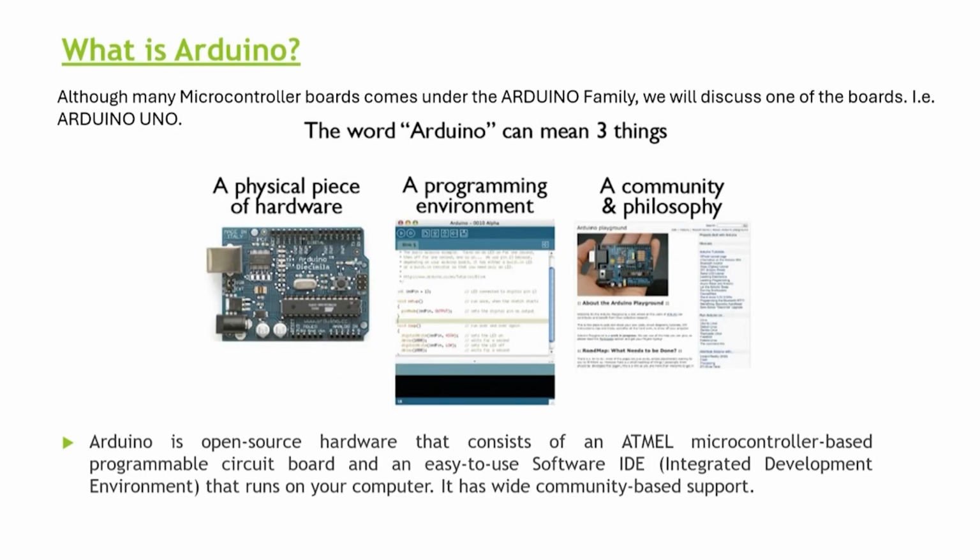Now, Arduino, which is a microcontroller family, can mean three things. One is a physical piece of hardware and a programming environment, and then a community and philosophy. Arduino is open source hardware, and that will have two important things in it. One is an Atmel microcontroller based programmable circuit board, and the other is an easy to use software IDE, that is the integrated development environment software. So, you have a hardware and a software, Atmel and IDE.